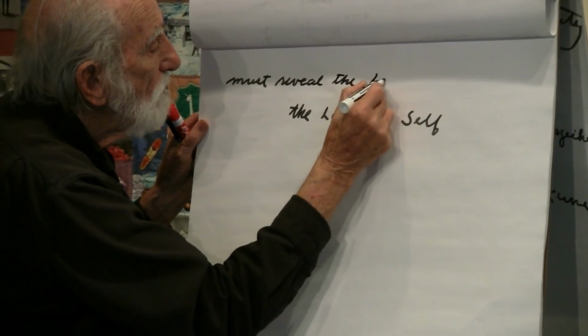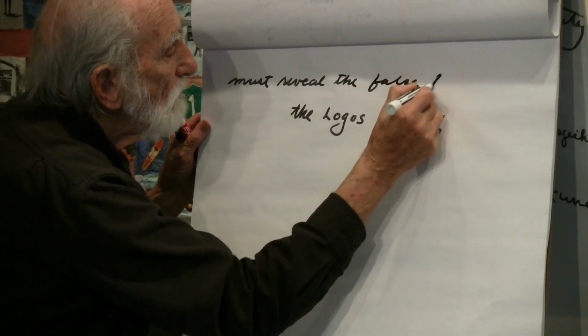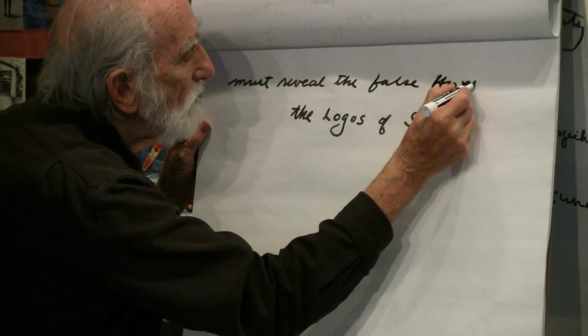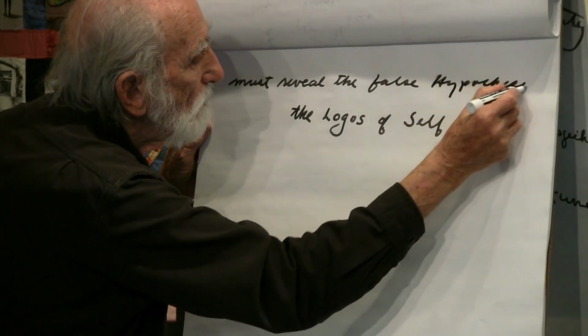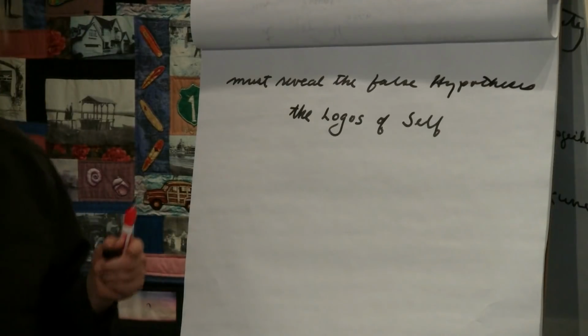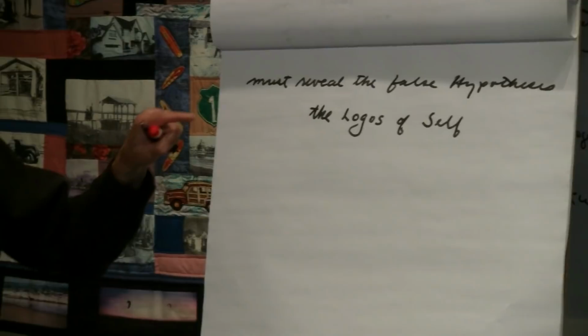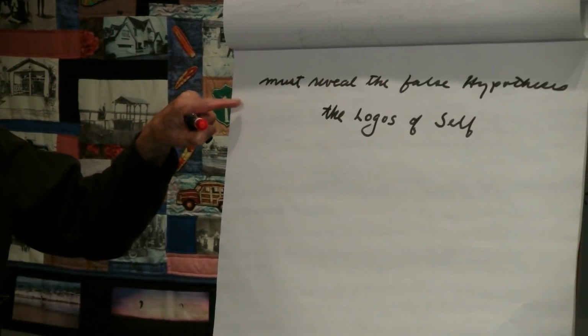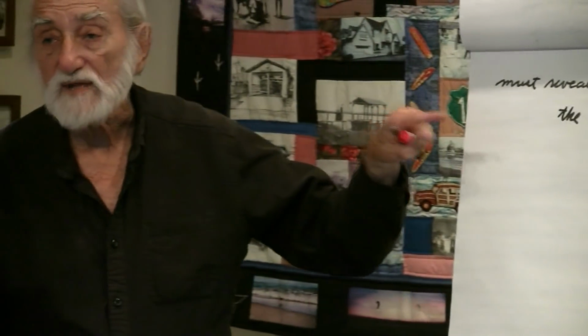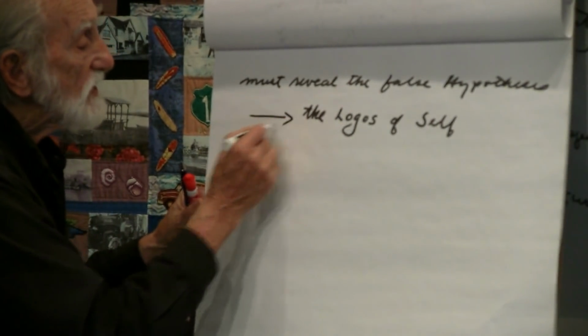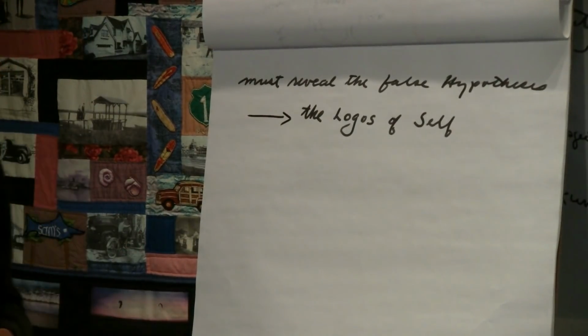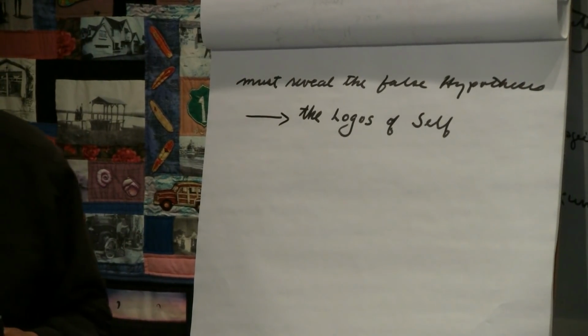That's a three. Isn't that an injunction that, however, go ahead. Would you agree, what he just said is, there's a necessity that one must reveal the false hypotheses that one is holding in order to truly come to the logos of the self.